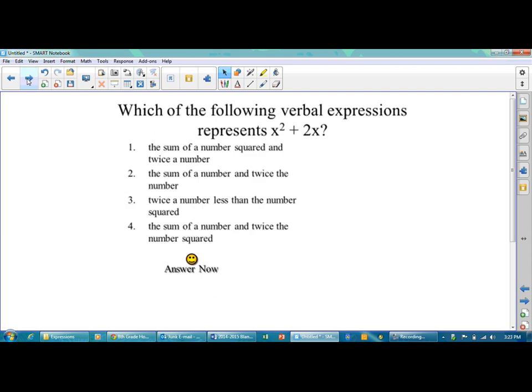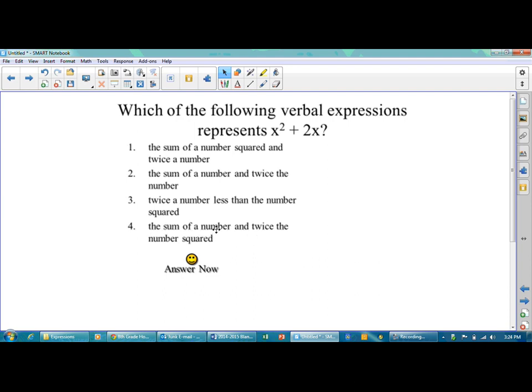Give this one a shot. Which of the following verbal expressions represents that? Okay, we've got a number to the second power and a number times 2, and we're adding them together. Well, this says less than, so that's subtraction. That's out. So we can get rid of choice 3.